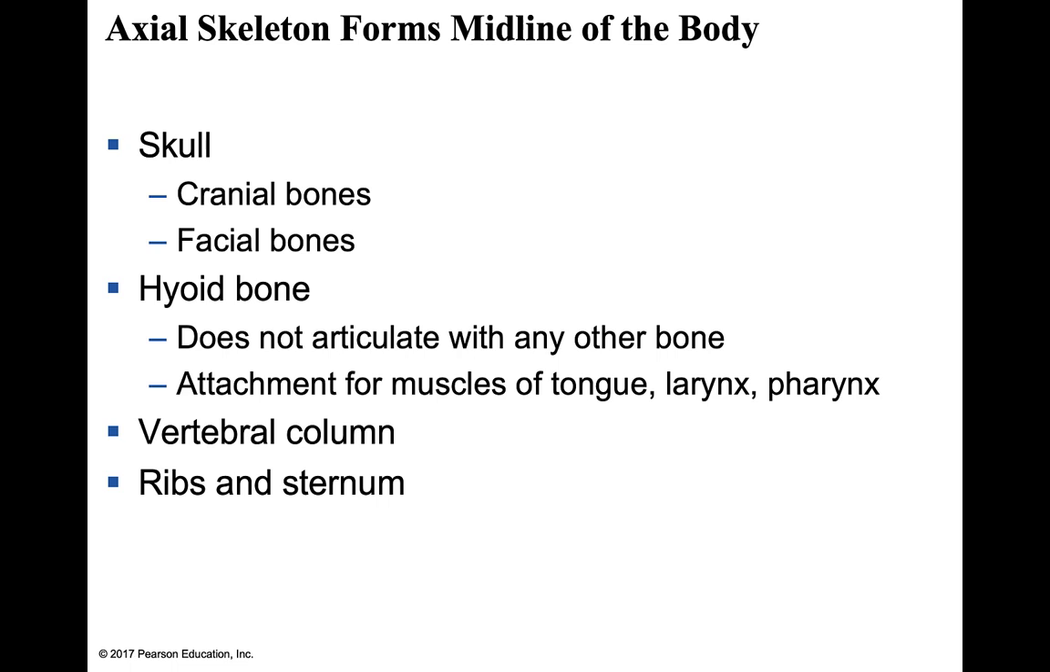Then we have the vertebral column. Keep in mind, vertebral column, not the spinal cord. We're talking about separate structures here. The vertebral column is the bony support that protects the spinal cord. And we have ribs and sternum.